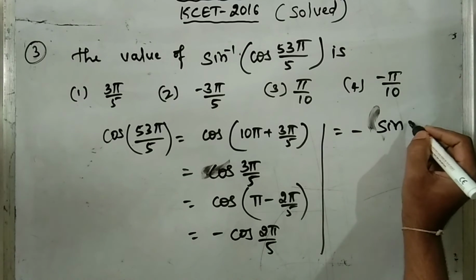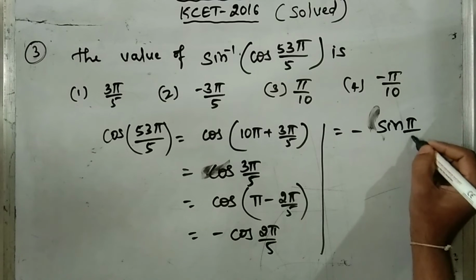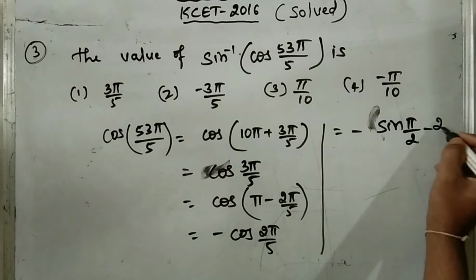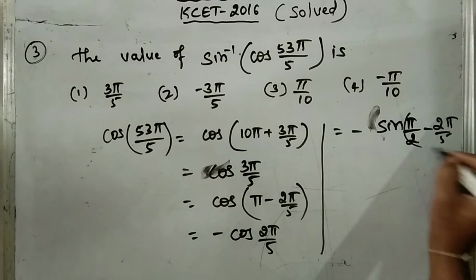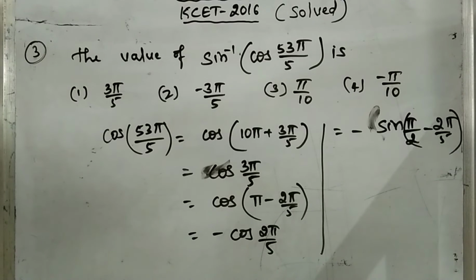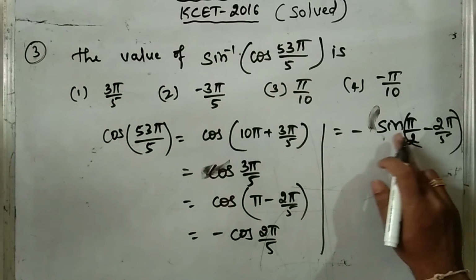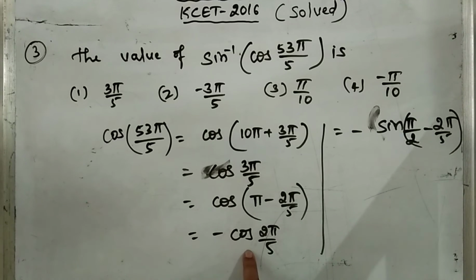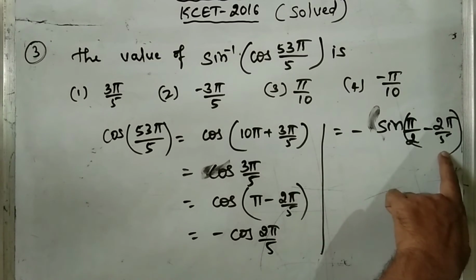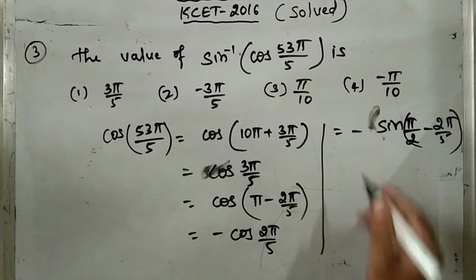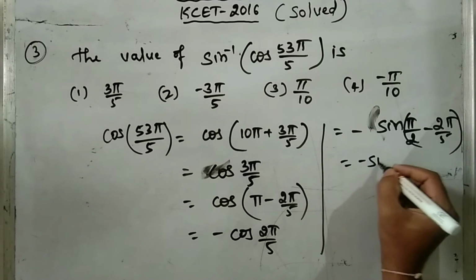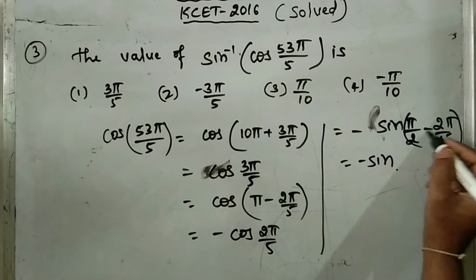This I can write as −sin(90 − θ), 2π/5. Sine becomes cos, cos becomes sine here. The minus stays as it is. 90 minus θ, the complementary angle of cos is sine(90 − θ). Now this becomes −sin(π/2 − 2π/5).